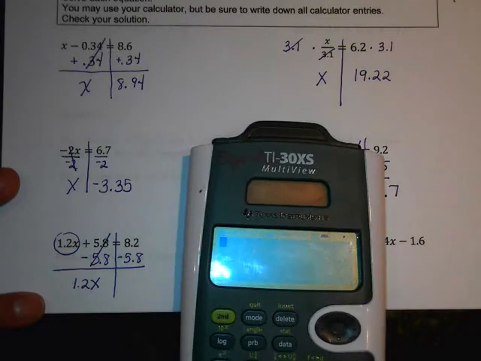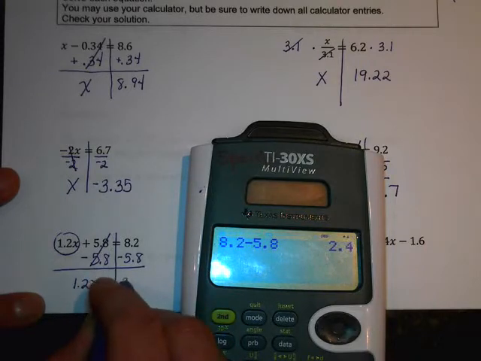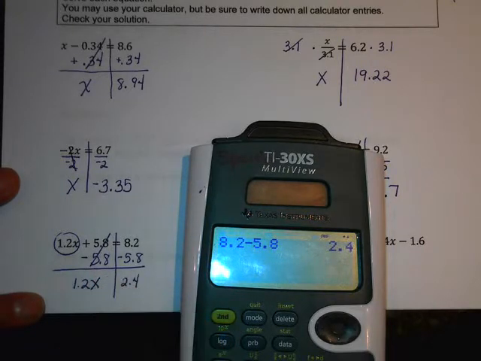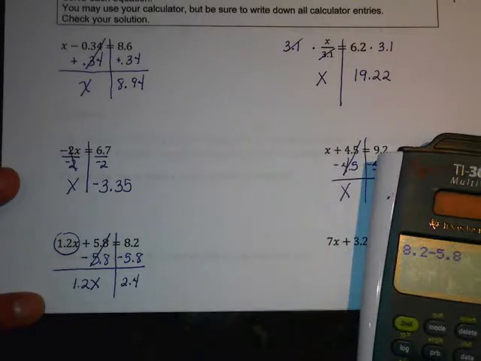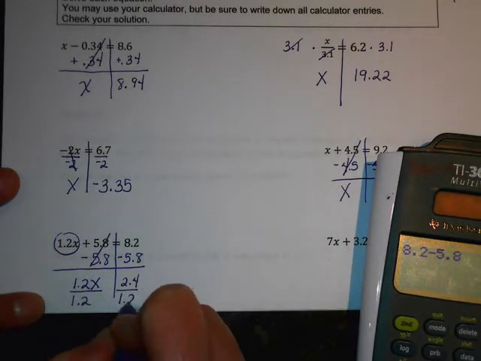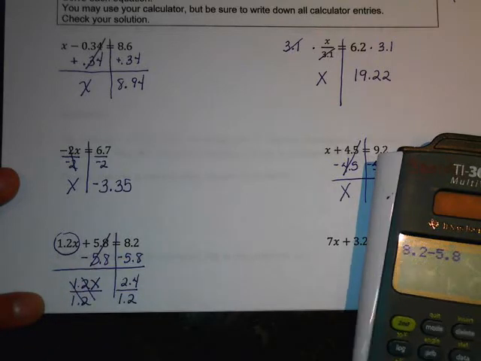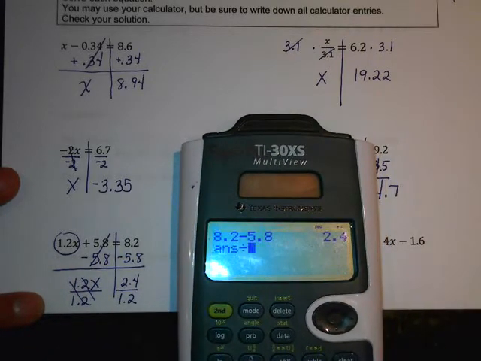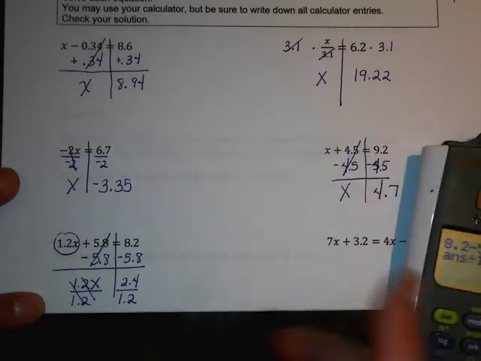Alright. So that's going to be 2.4. And then the last step is to divide. So what's x going to be if I divide that by 1.2? It's like x is going to equal 2.